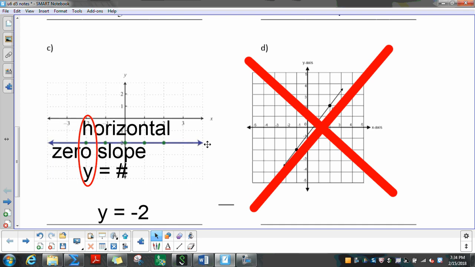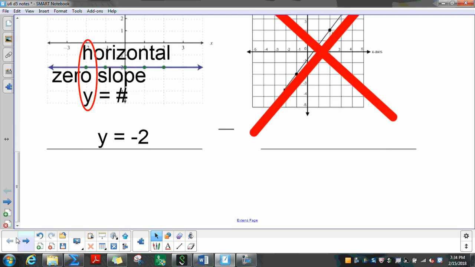So with vertical, vertical would be up and down, has an undefined slope, and the equation goes x equals a number. So I just write x and then the number, the x value that they all have. Okay? So we'll do some practice with that as well.